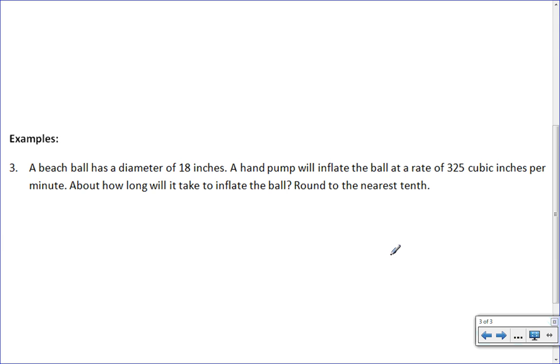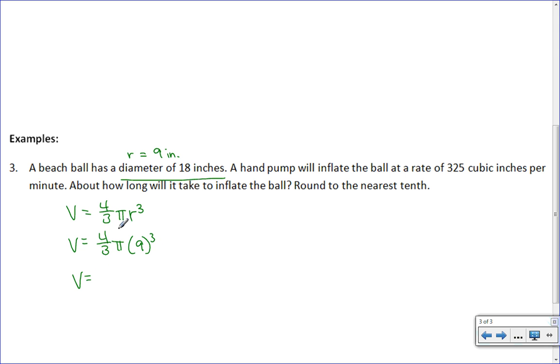Okay, so here we're filling the ball with air. So we are talking about volume. So instead of talking about a ball, we want to use the formula for the volume of a sphere. So V equals 4/3 pi r cubed. Now we're given the diameter is 18 inches. So we want to divide this by 2 to get that the radius is 9 inches. So V equals 4/3 pi times 9 cubed.